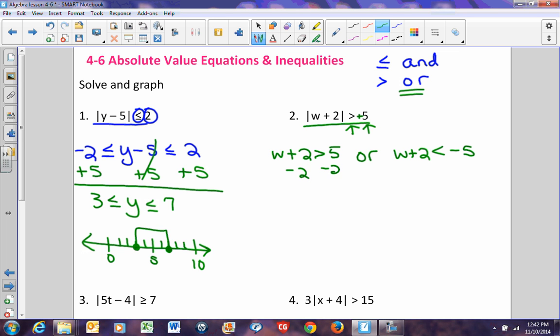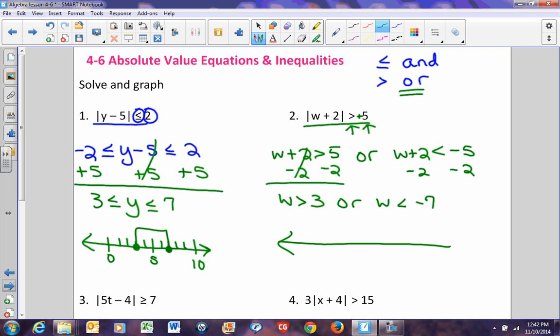Subtract 2, W is greater than 3. Or, if I subtract 2, W is less than negative 7. Right? So if I'm going to graph this, W is greater than 3, 1, 2, 3, goes this way. Less than negative 7, 1, 2, 3, 4, 5, 6, 7. It goes that way.